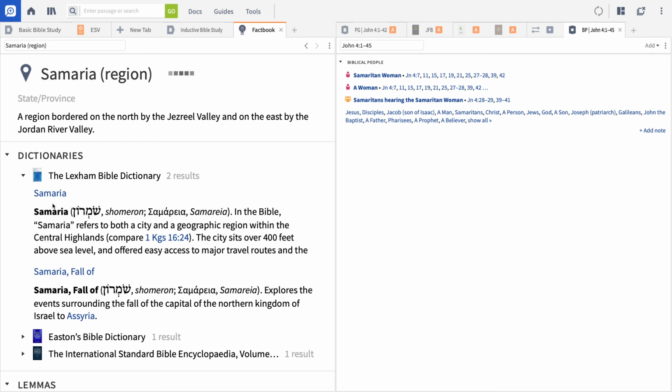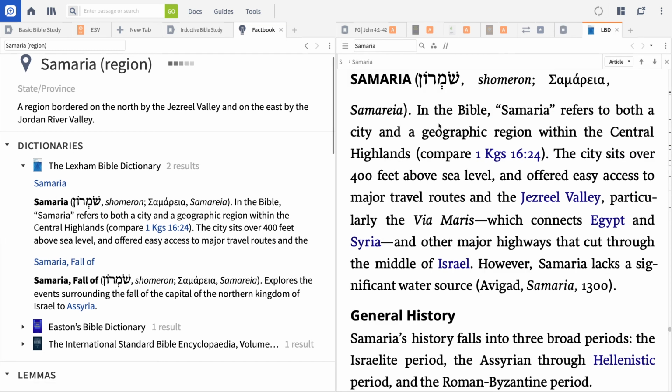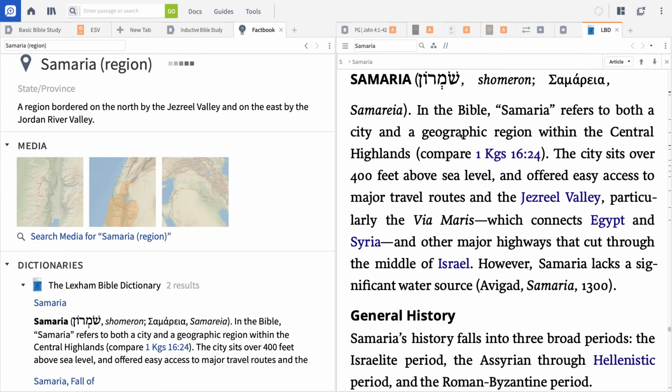Okay, Samaria. In the Bible, Samaria refers to both a city and a geographic region within the Central Highlands. The city sits over 400 feet above sea level. I don't know. Did I know that it was a city? I feel like I didn't know that. Well, what a Bible whiz I am.